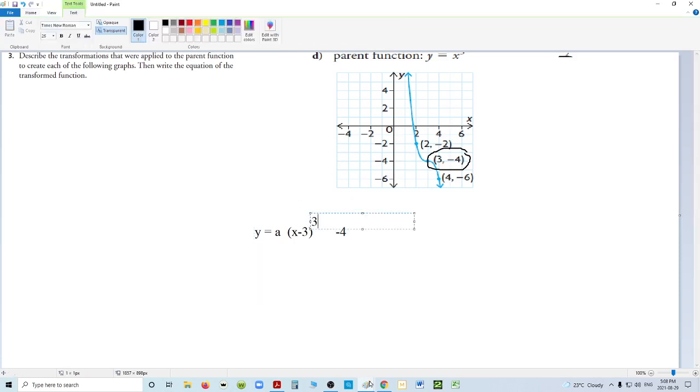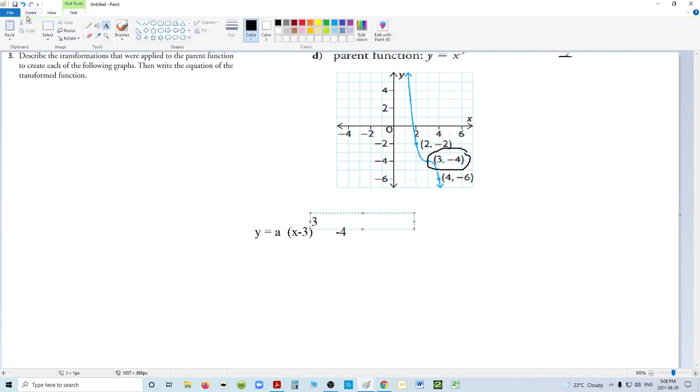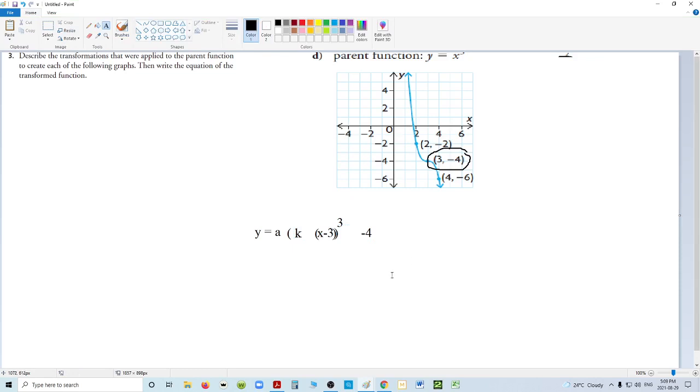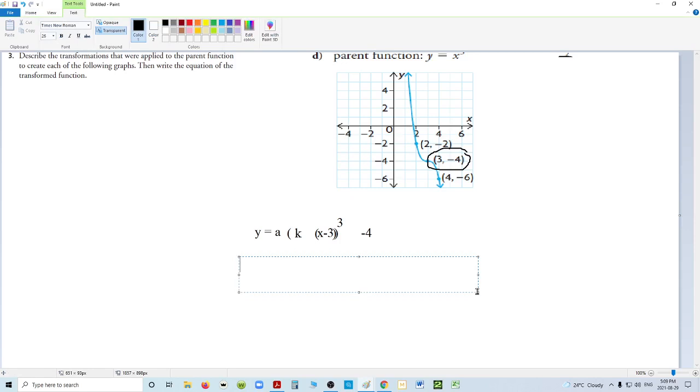Let's see if I can do it algebraically. So I'm trying to figure out a, k. Now I believe I could do it with just an a. And let's just try taking a couple of values of y. So I'm going to take minus 6. Should be able to do it with 3 too, but we'll see if it works algebraically. And I get a, k, and my x is 4, so I get 1 cubed. So I get k cubed.